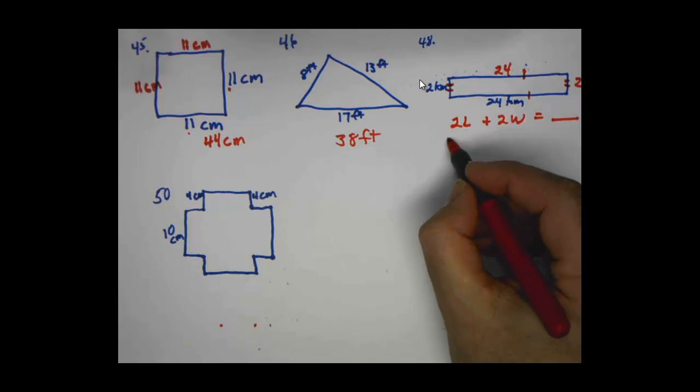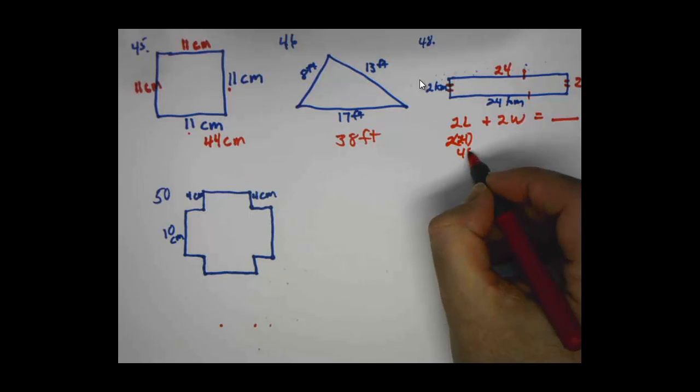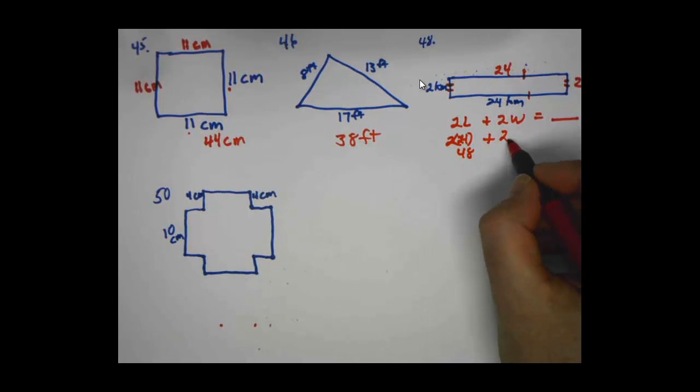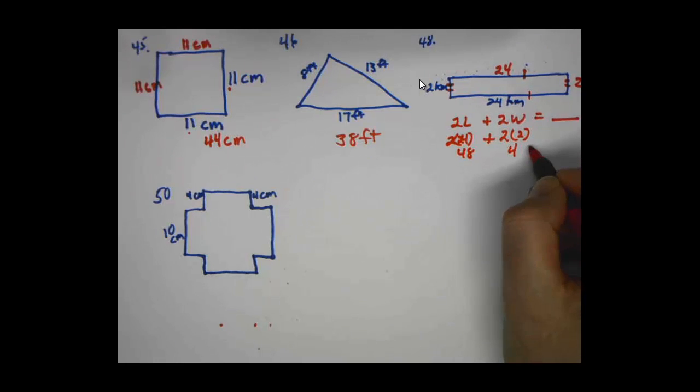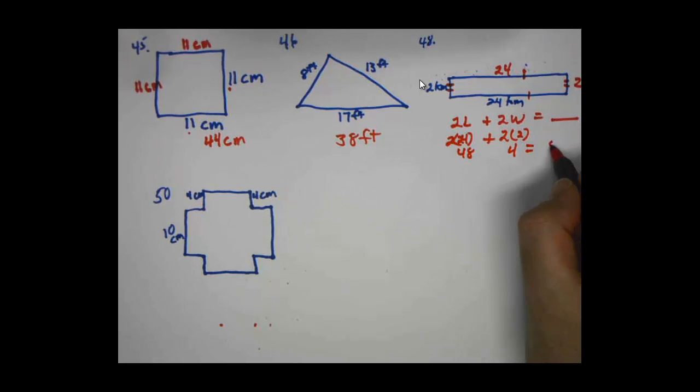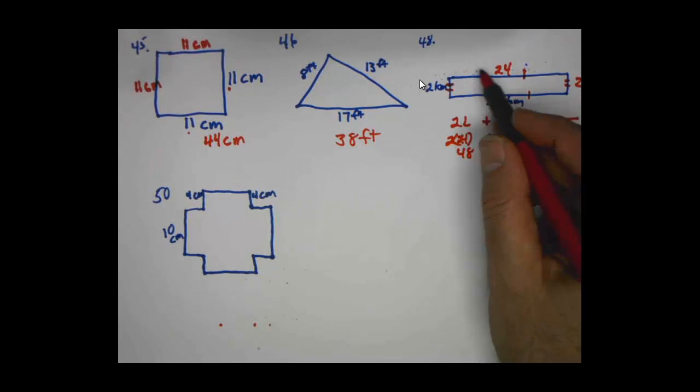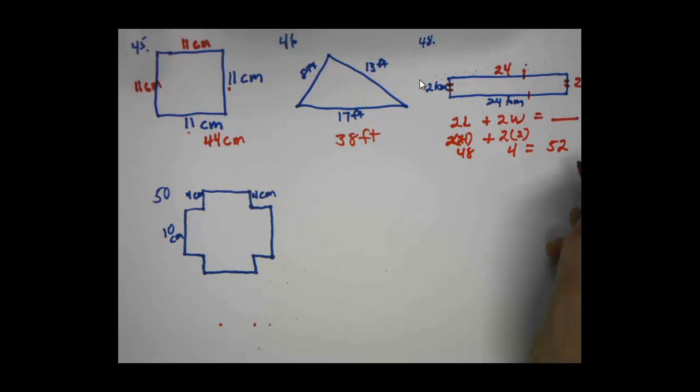The length is 24, so we have 2 times 24, which gives us 48, plus 2 widths, which is 2, gives us 4. So our answer is going to be 52. And if you prefer, we just fill in all of our sides, and we add them up, and we're still going to get 52 kilometers.